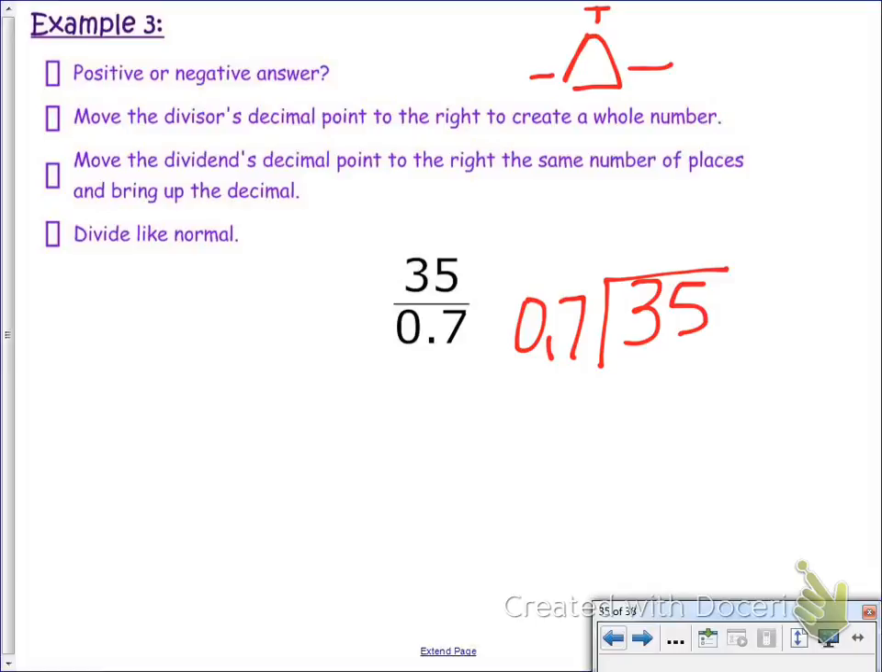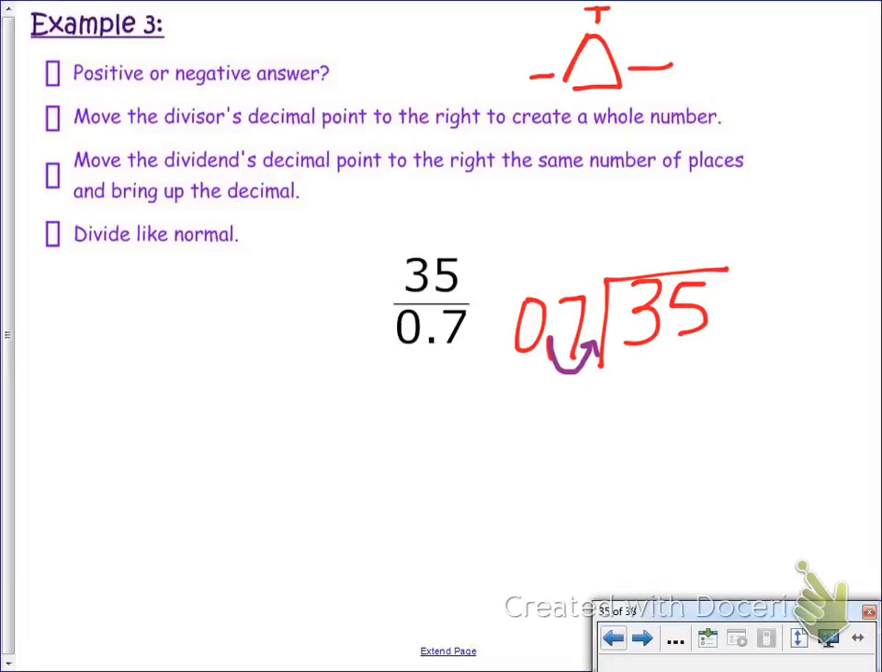If you notice here, we have a decimal on the outside. This is a big, big no-no. We never want to have a decimal on the outside. So according to this second checkpoint, we have to move that decimal to the right, however many hops, to make it a whole number. All I have to do is move this decimal once, and it is now a whole number. Now, whatever we do to the outside divisor, we do the exact same thing to the inside dividend.